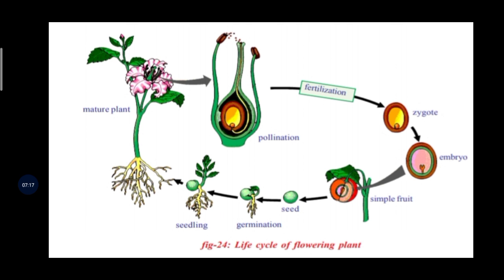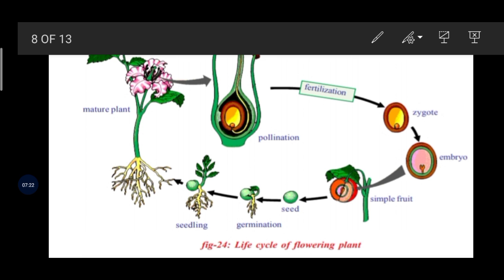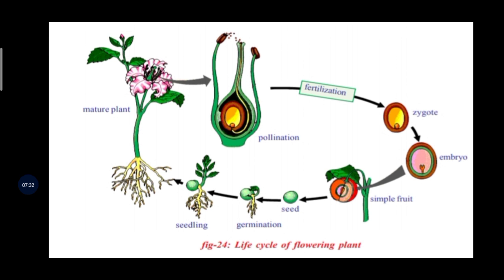Next, let us see the life cycle of a flowering plant. If it is the datura plant or any other plant, when the mature adult plant is there, it starts bearing flowers. The flower is bisexual like datura, having androecium and gynoecium. Whenever the pollen grains reach the stigma of the flower, the pollen tube is formed, and through the pollen tube, male nuclei enter the embryo sac and double fertilization occurs.